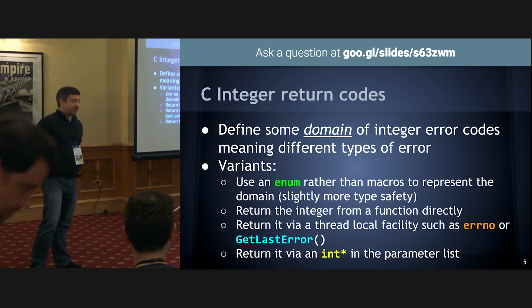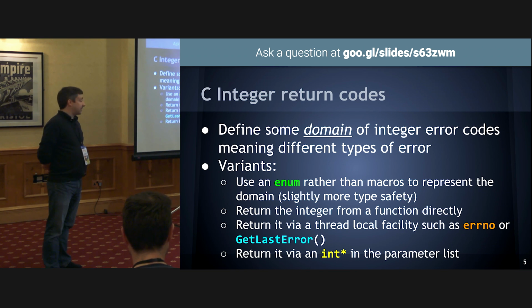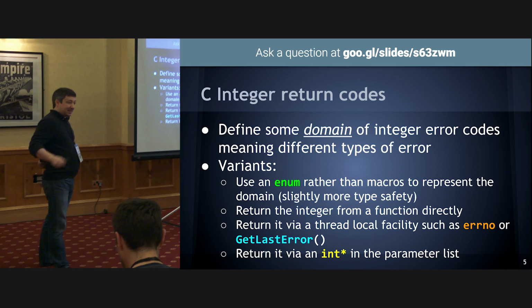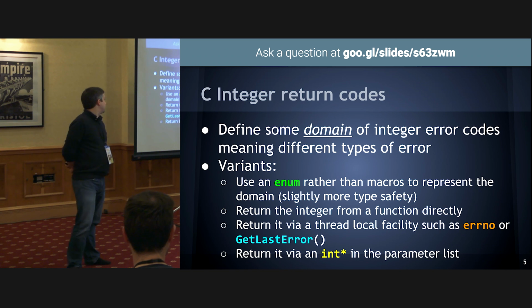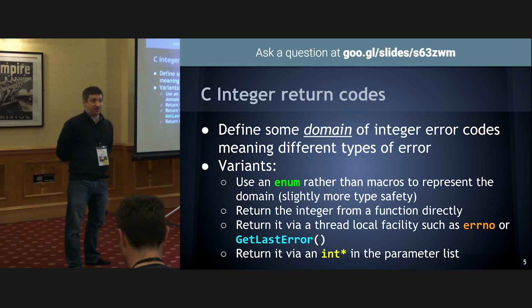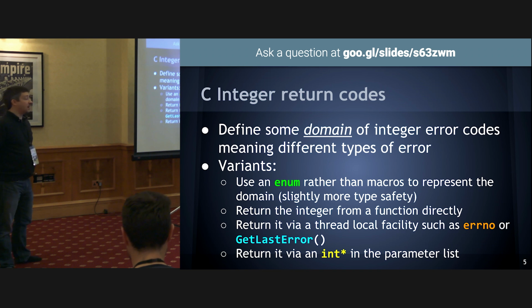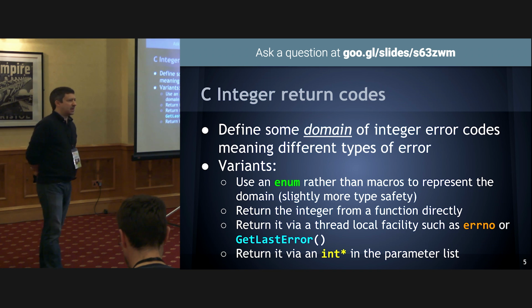Ideally, in modern C, you should be using an enum. You really should, rather than macros, and yet you'll still see lots of new C written that is using macros. On the other hand, enum has slightly more type safety, so that's good. You can do things like return the integer directly, so you'll see that in sockets APIs on Windows and stuff. Another way to do it is errno, which Marshall Clow was telling me yesterday.